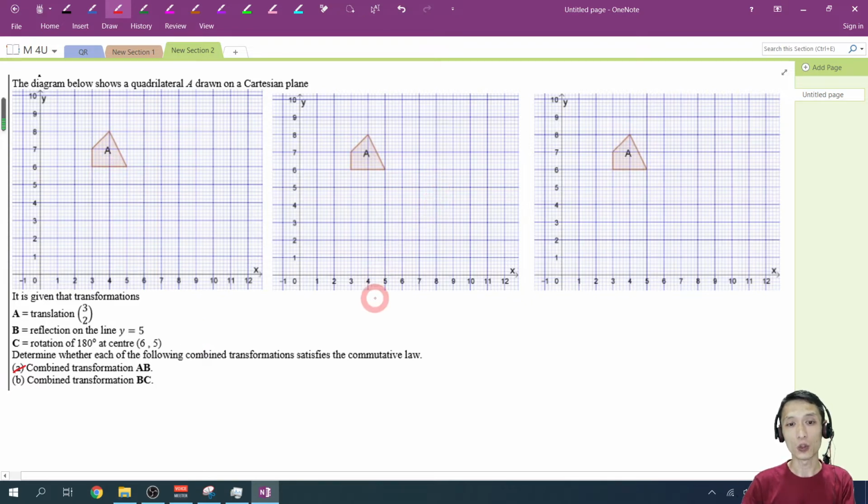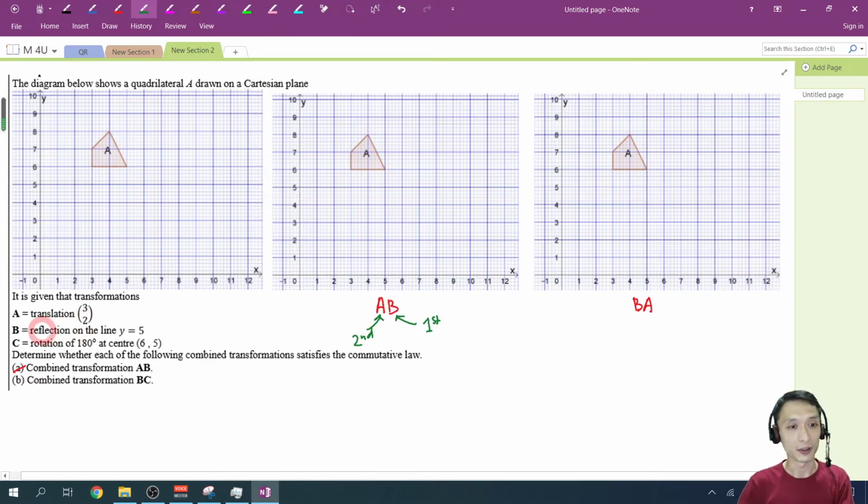So how do we know? We need to draw the image for this combined transformation AB and the image for the combined transformation BA. If both of them produce the same images, then we say this combined transformation AB satisfies commutative law. Now, let's look at AB first. This one needs more care. In AB, B is the first transformation, and A is the second transformation.